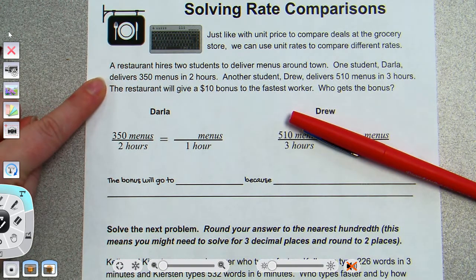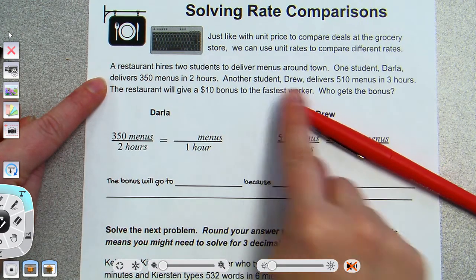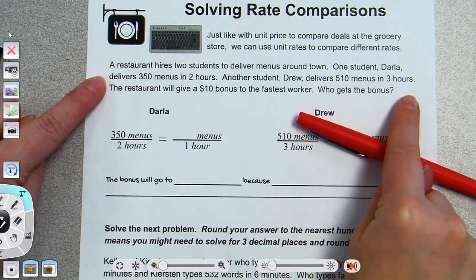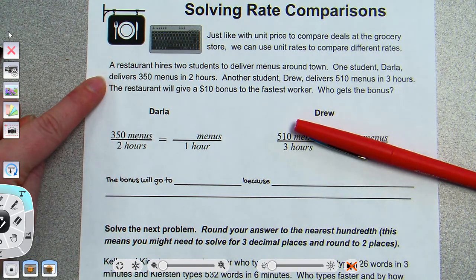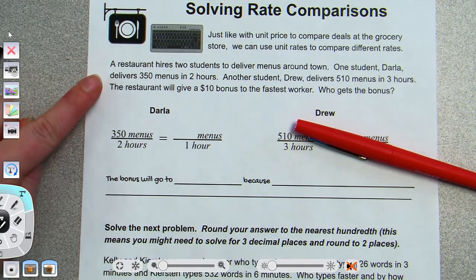So I'm picturing these people. They've got piles of menus and they're driving around town or walking around town and handing them out. Now, we have Darla. She only walked for 2 hours, but she gave out 350 menus. It seems like quite a bit to me. Drew went for 3 hours. He handed out more menus, but since it took him longer, I'm not quite sure yet who is faster. So to figure out who gets our bonus, we've got to figure out who's actually working the fastest.